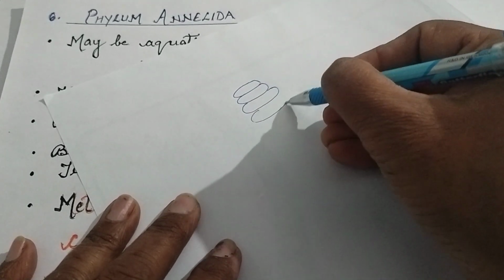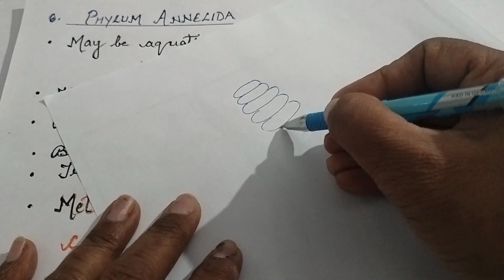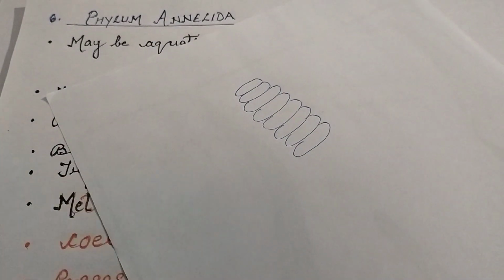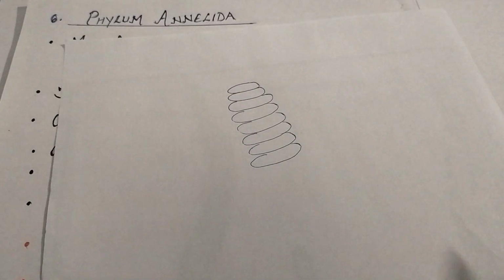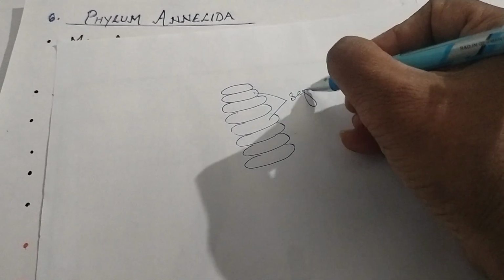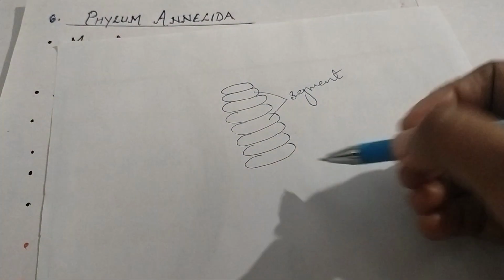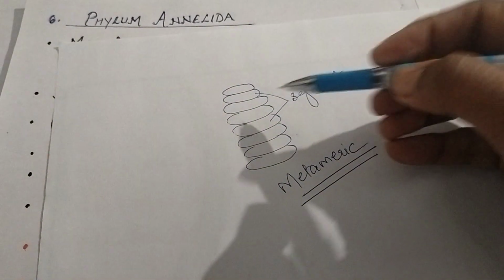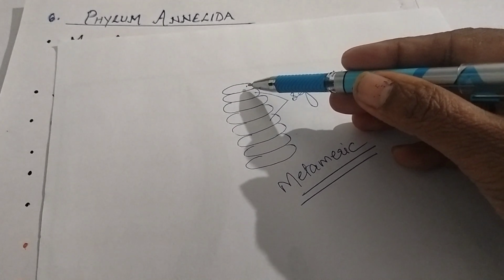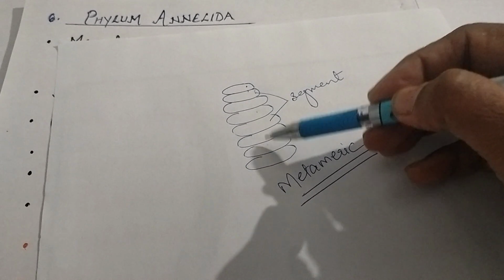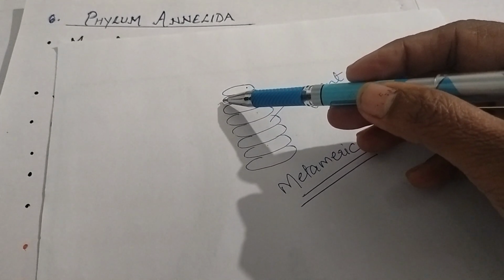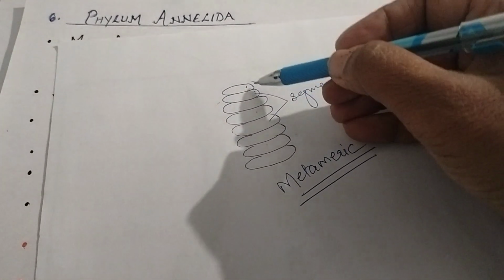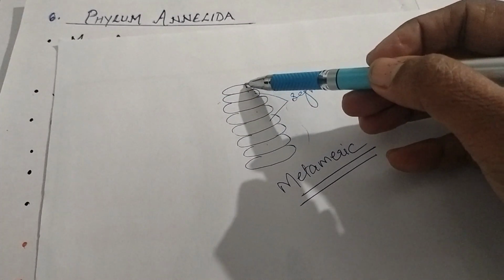The body of annelids is made up of various segments, disc-like structures arranged one above the other. When the body is made up of this kind of structure, each of these structures is called a segment, and the body has many segments. Now what is metameric segmentation? I have explained earlier that the body is divided into various segments, externally and also internally. The inside of the body is also divided into segments, which means these segments are not present superficially only, but the inside of the body is also equally divided into these segments.